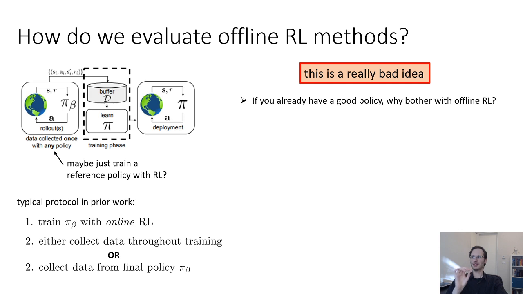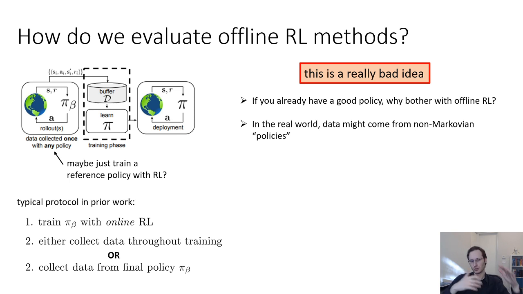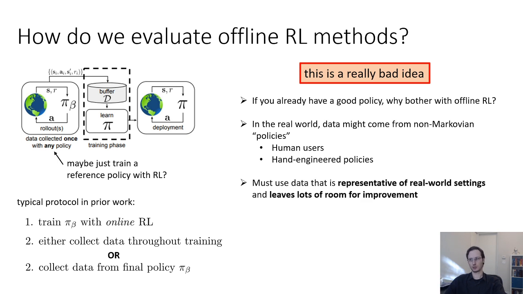Because if you already have a good policy, why bother with offline RL? But perhaps more importantly, in the real world, that's not what your data is going to look like. Your data is not going to come from a Markovian policy. It's going to come from humans, from many different sources, from your past behavior. It's going to be multitask. It's going to be diverse. It's not going to look like the replay buffer for an online RL run. So human users, hand-engineered policies, etc.